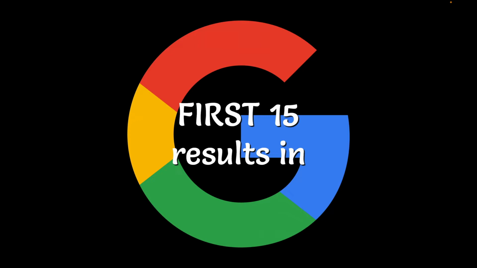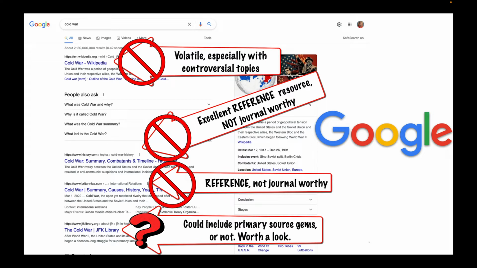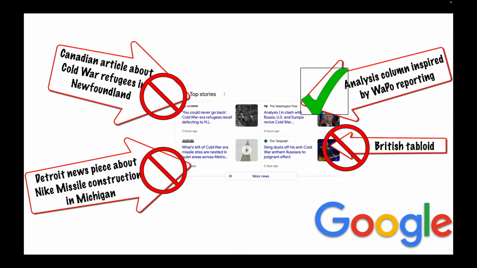So if we go back, I don't know if you remember, but when we were talking about wondering, we were looking at the first 15 results in Google for the Cold War. The first, second, third options are all out. That's done. We're done with that. Those are all reference. None of those are journal worthy. The fourth could include some primary source gems or not. I don't know. You'd have to take a look.